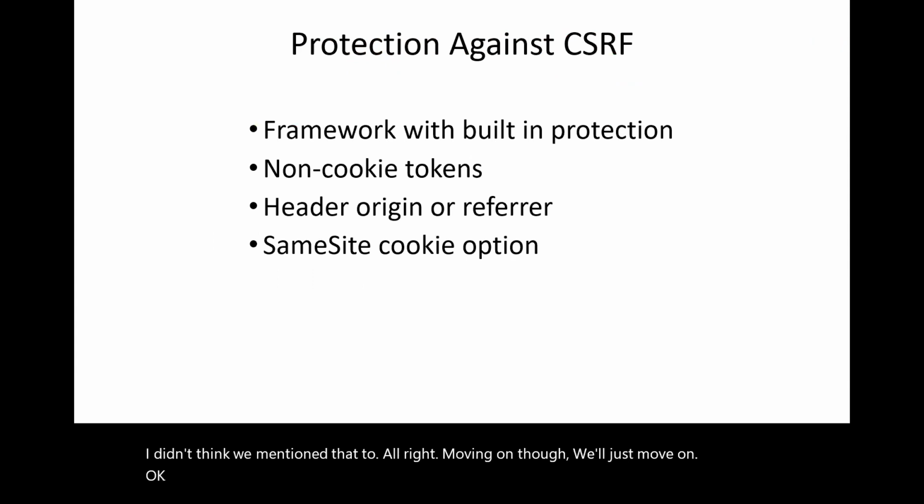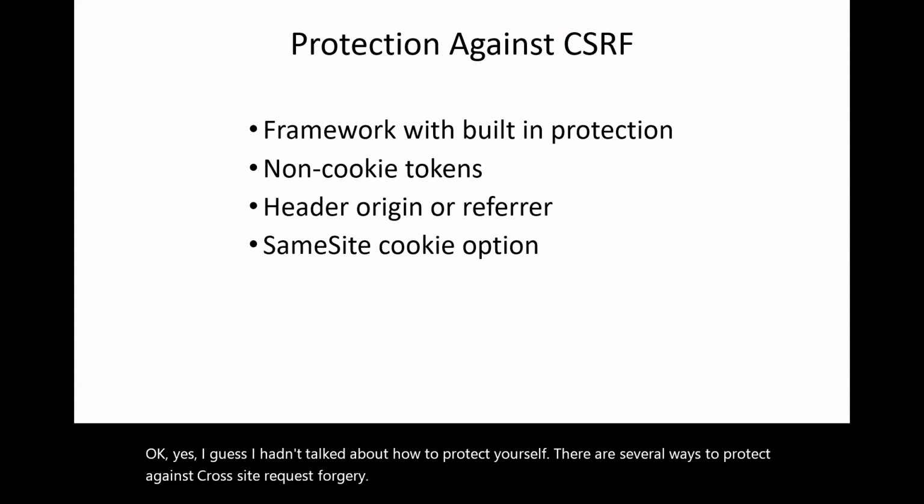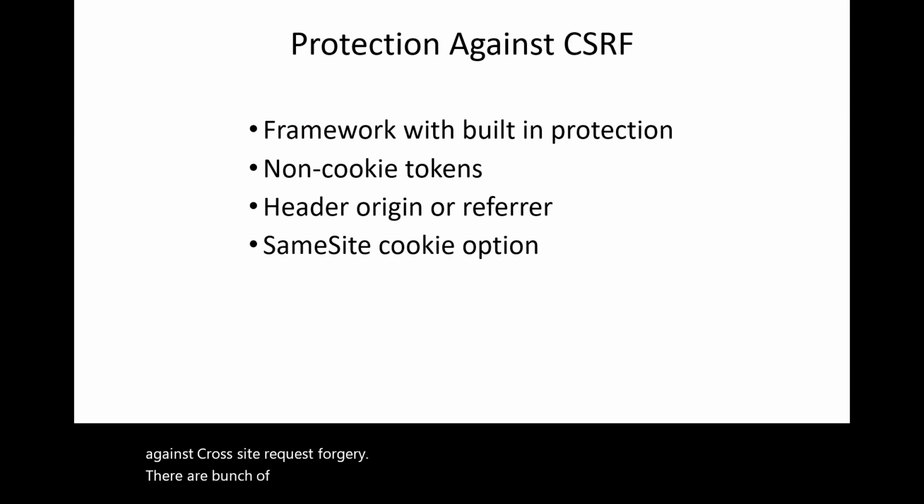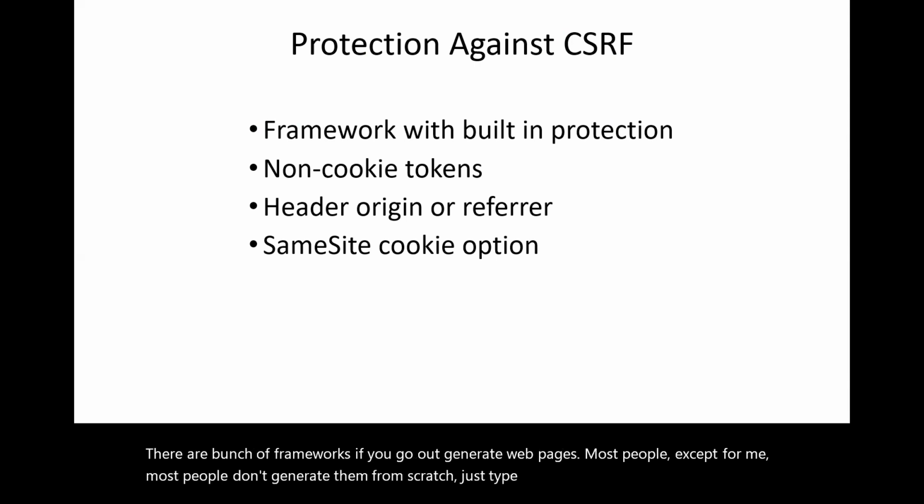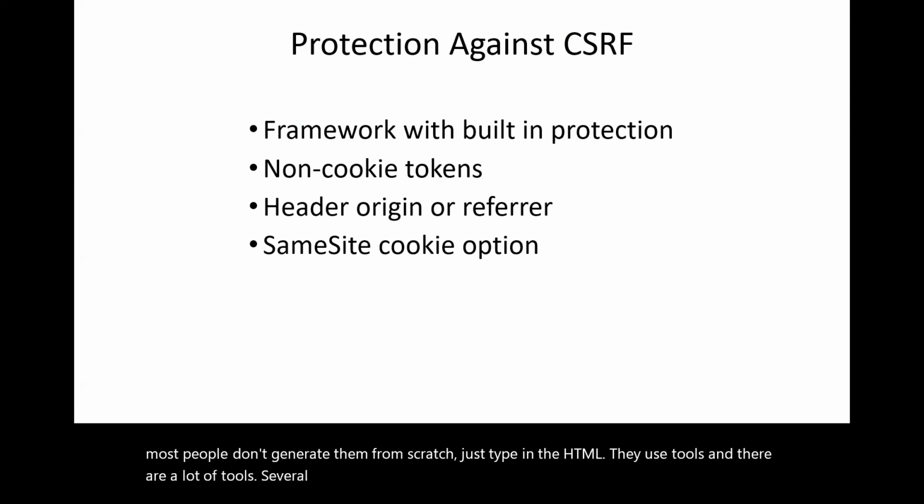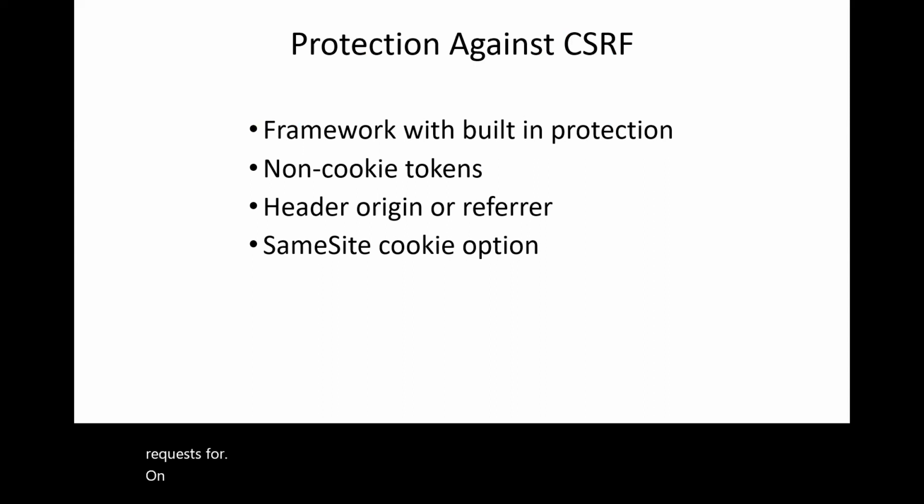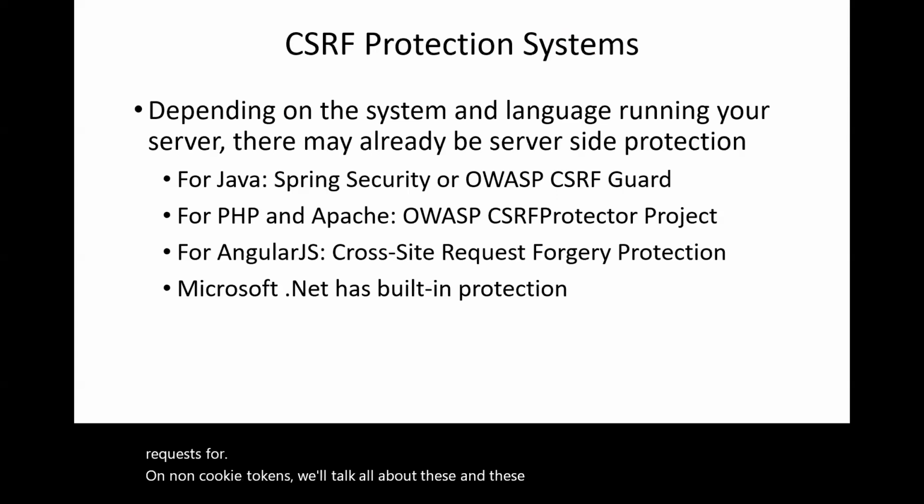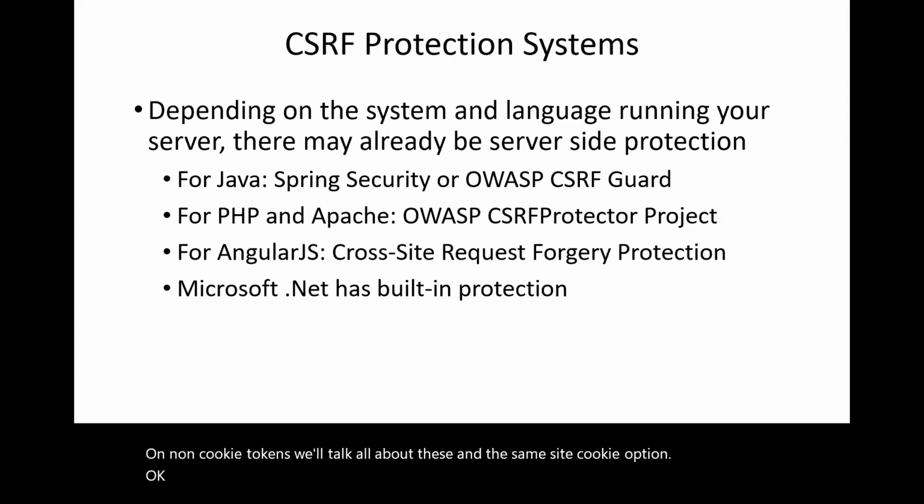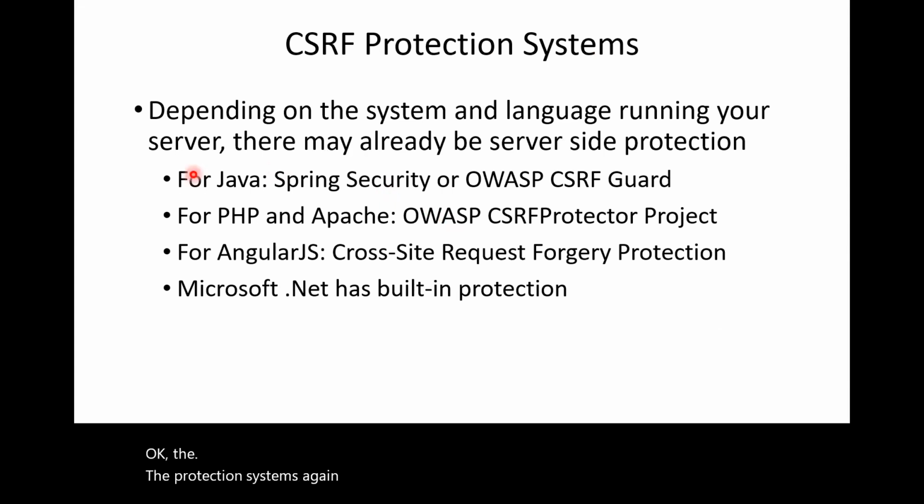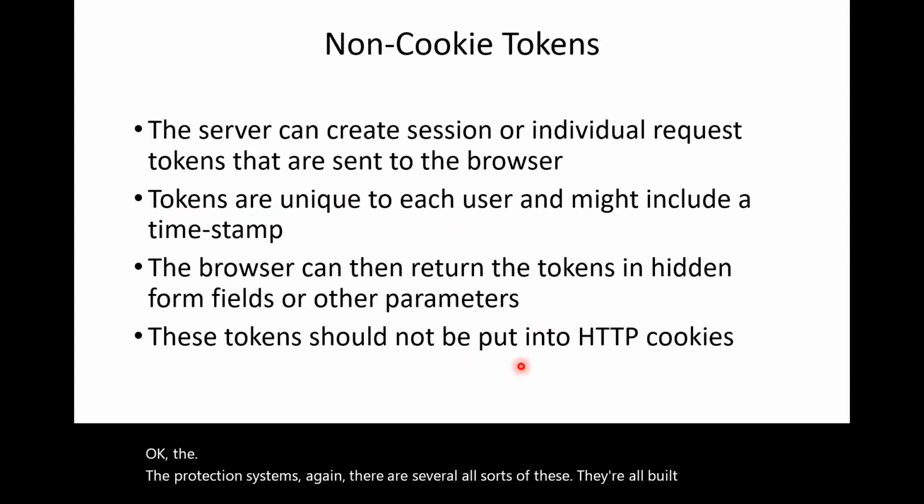Okay, yes, I guess I hadn't talked about how to protect yourself. There are several ways to protect against cross-site request forgery. There are a bunch of frameworks. If you go out and generate web pages, most people, except for me, don't generate them from scratch, just type in the HTML. They use tools, and there are a lot of tools. Several tools have built-in protection for this, code that's automatically generated for you that will protect against cross-site request forgery. Non-cookie tokens, we'll talk all about these, and the same site cookie option. The protection systems, again, there are several, all sorts of these. They're all built-in protection systems.